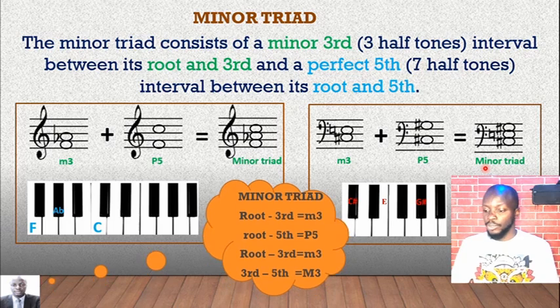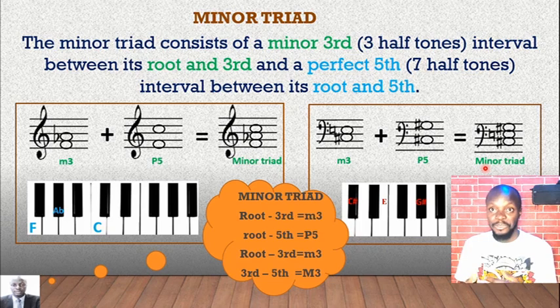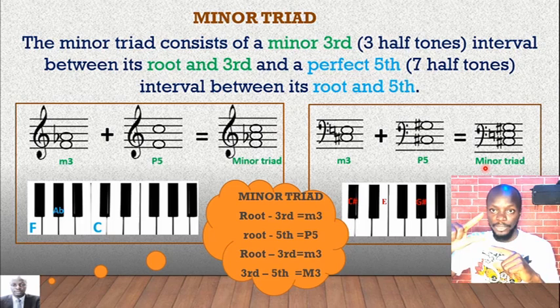So in summary, in a minor triad, you have the root to the third as a minor third, 3 semitones, and from the root to the fifth as a perfect fifth. Of course, you can also look at it this way: from the third to the fifth is a major third. So from the root to the third is a minor third, and from the third to the fifth is a major third. So a minor third under a major third.